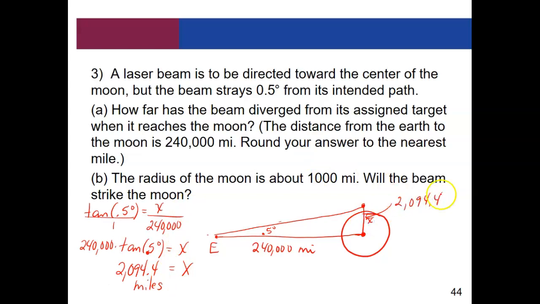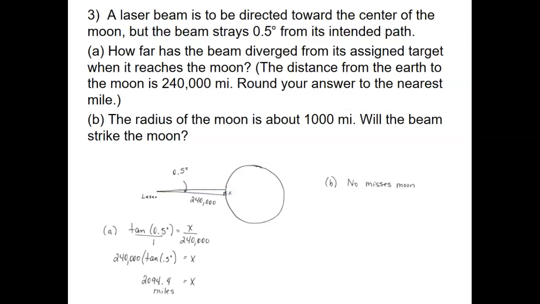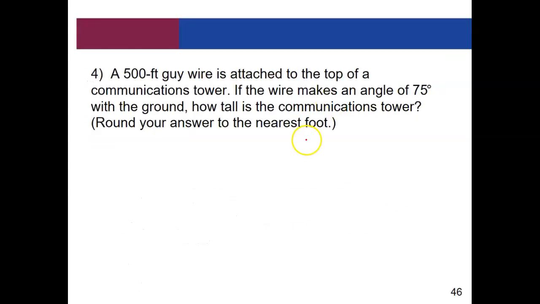Okay, so this distance in here is 2,094.4 miles. Here we find out the radius of the moon is about 1,000 miles. So if the radius, which would be from here down, is 1,000, then if our laser beam is off by 2,094, it's going to be up here somewhere and it's going to totally miss the moon. So will the beam strike the moon? No, it's not going to strike the moon. Okay, here's another one for you to try.